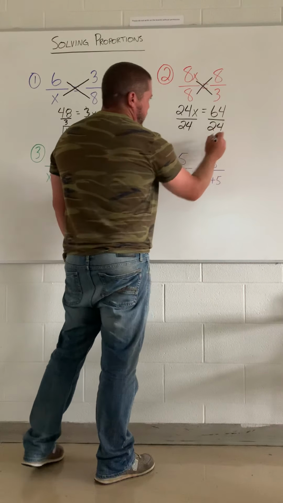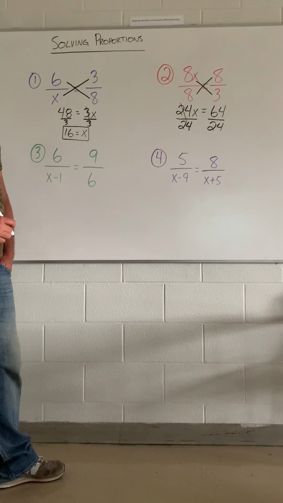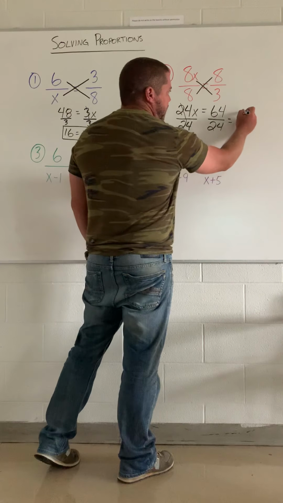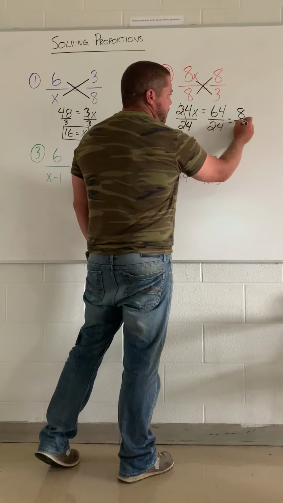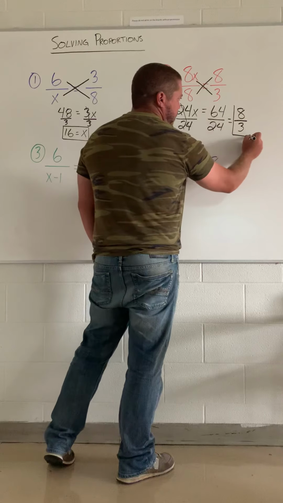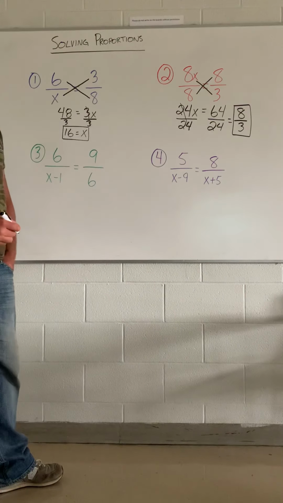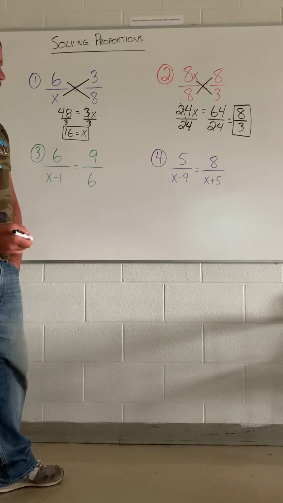And now we need to simplify 64 over 24. So I'm going to do it through, well, we can actually do it through 8s. Because I can divide both of them by 8. I can divide 64 by 8 and get 8. And I can divide 24 by 8 and get 3. So our answer for the value of x is 8 over 3, or 8/3.